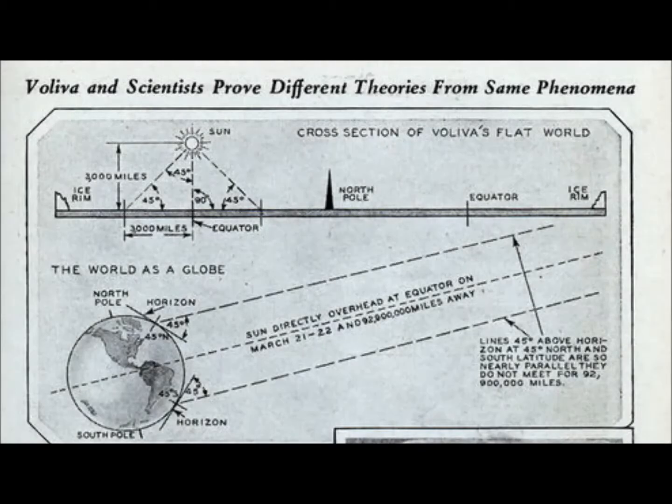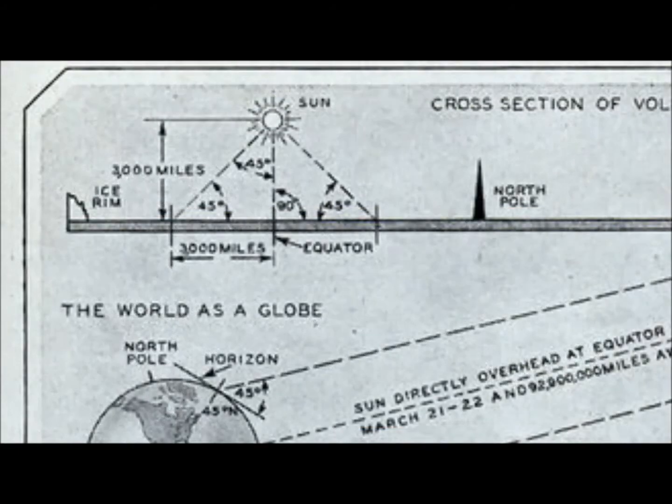I'd like to talk today about the height of the sun using the Flat Earth model. This sketch is shown on the Flat Earth Wiki site. It says, "Volova and scientists prove different theories from the same phenomena." Now, what we're going to see today is that the Flat Earth model is contradictory and really disproves itself.